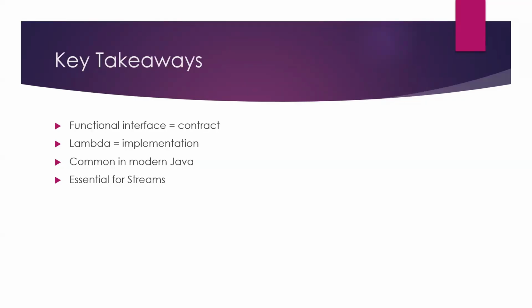Key takeaways. Functional interfaces are essentially a contract, just like any other interface. You have to implement the abstract methods of an interface. Functional interfaces are no different. Lambdas are the implementation of that functional interface. They're very common in modern Java, and they are essential for streams.